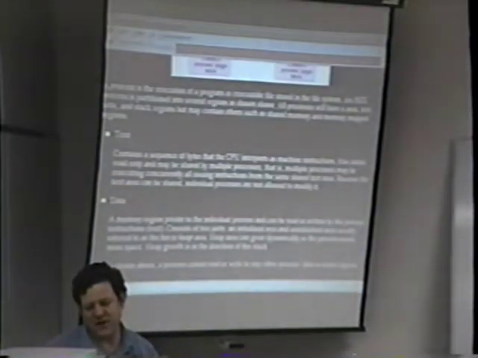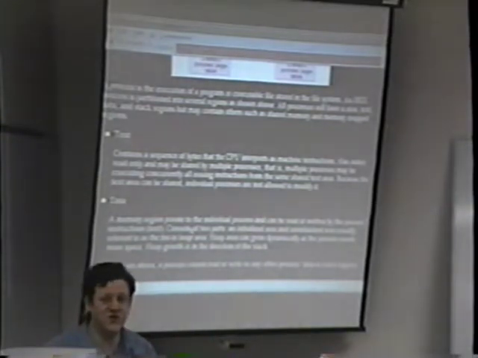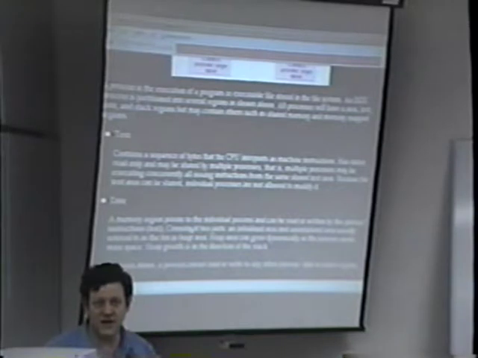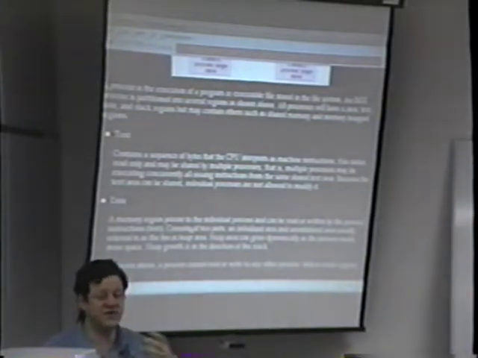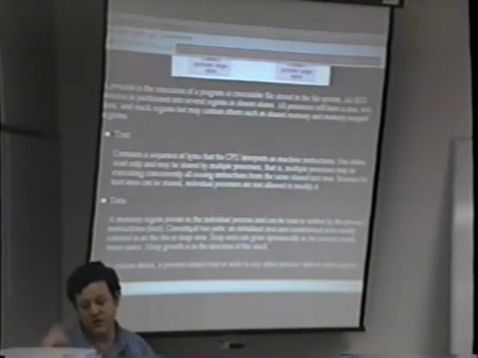So the text portion is my executable series of bytes, read-only, shareable. Data portion, memory region is private to the individual process, can be read or written. By the way, if you exceed the limits on your data segment, you get a segmentation error, like a bus error. It's called a segmentation fault. And a segmentation fault means I tried to address outside my legal area of what I've been told that I have. It's kind of like an operand range error within a Unicode type of interface.